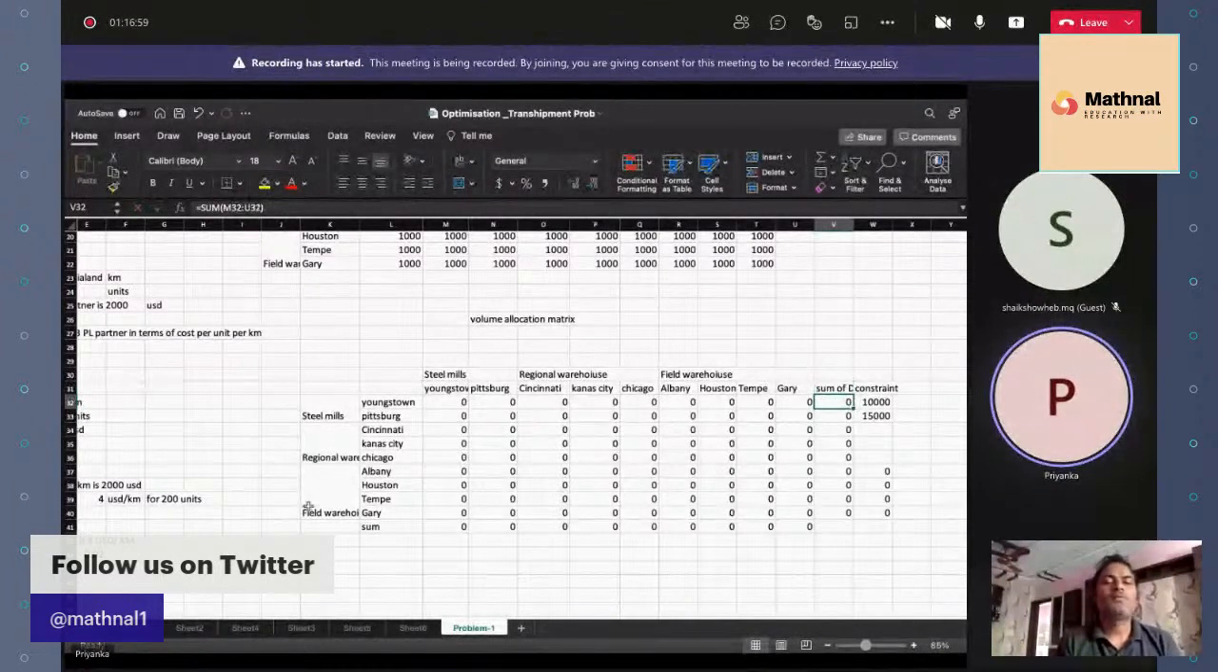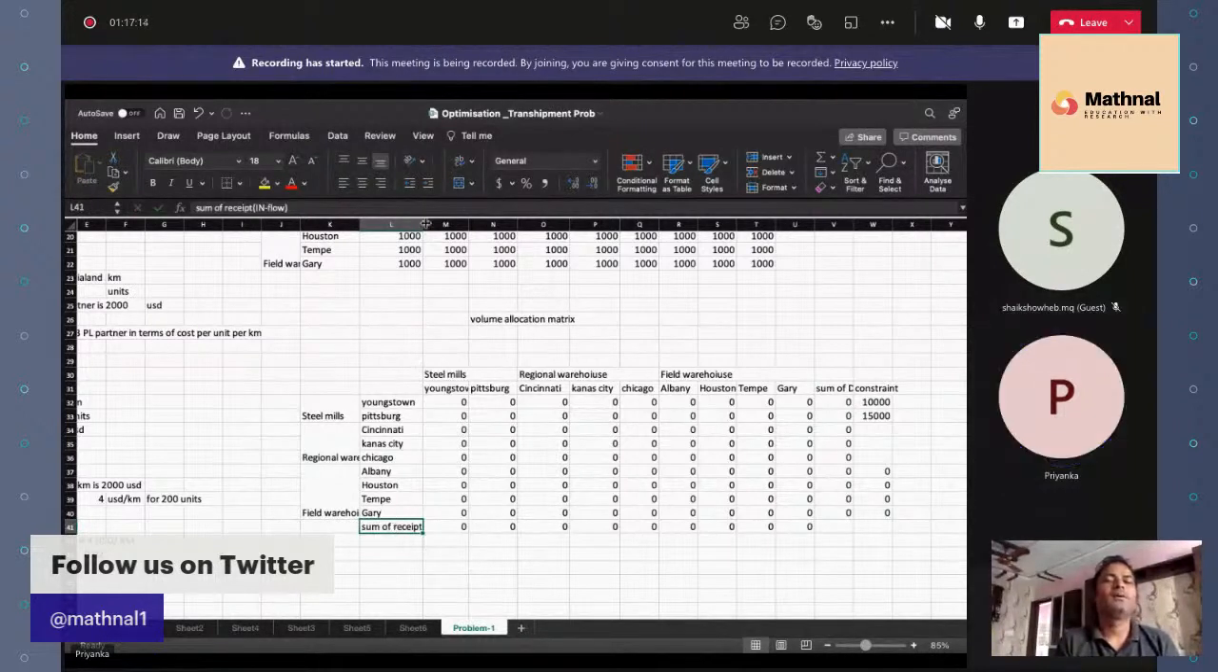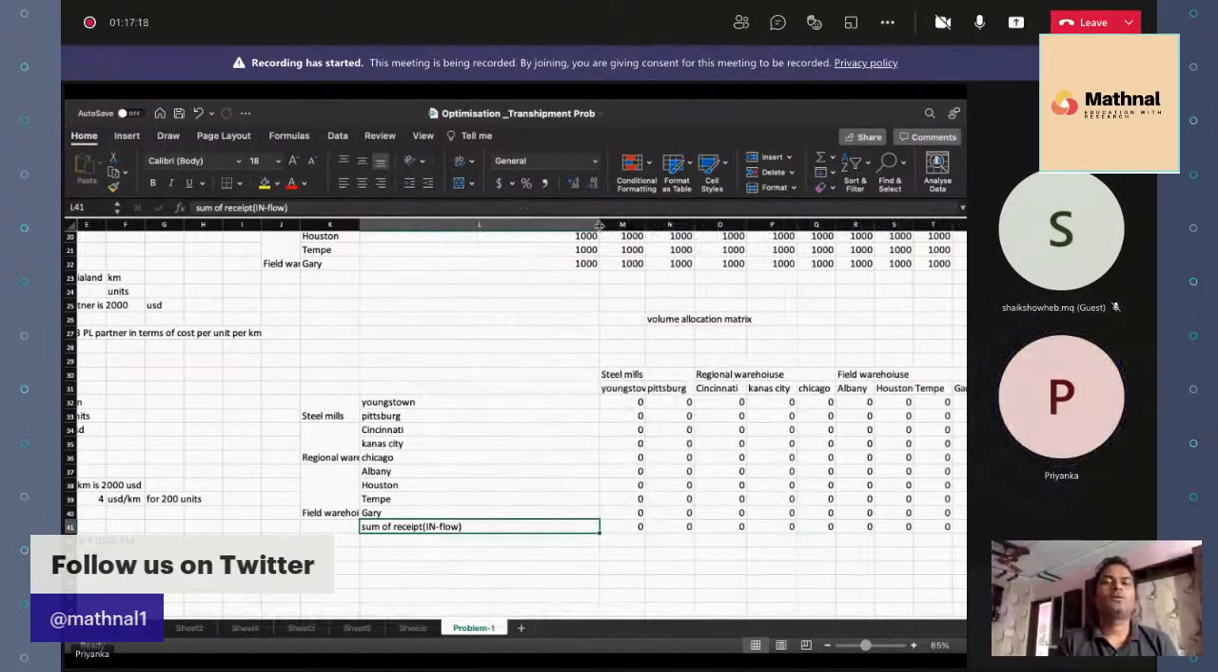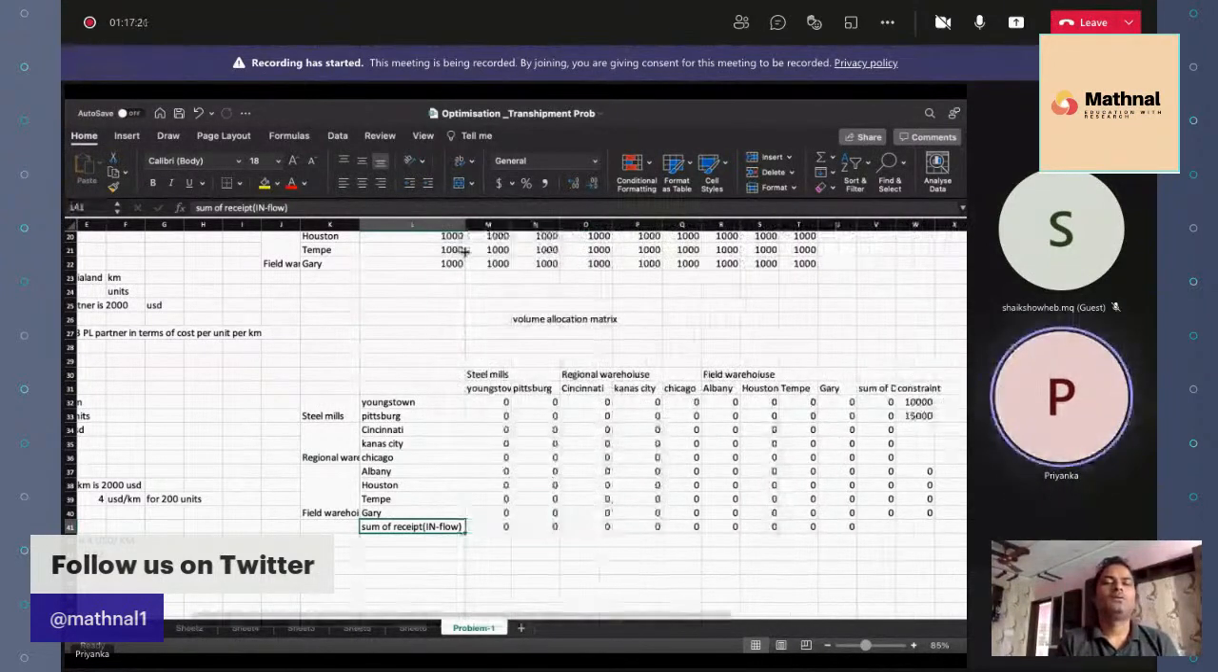And where is the sum of receipt? Sum of receipt is just inflow. This is a concept we need to have a very clear understanding of. Okay, so what is inflow? What is inflow at Youngstown? Don't do anything here. That's the sum, right?